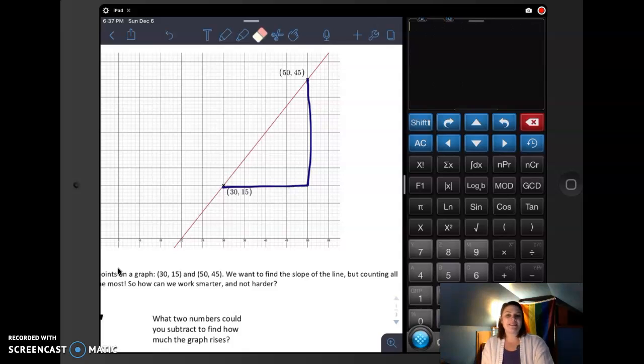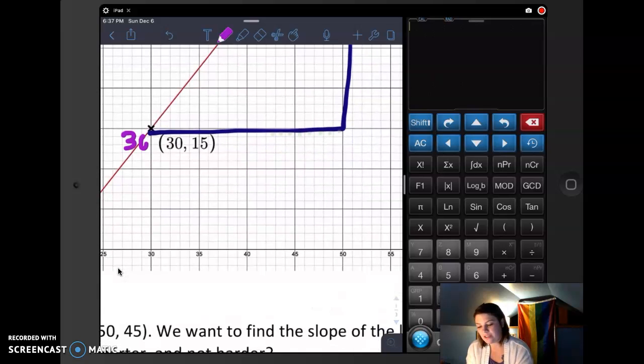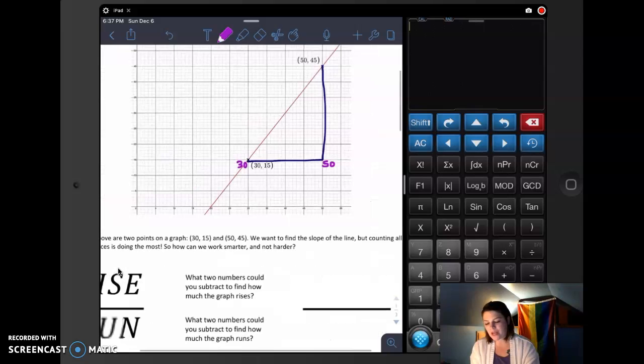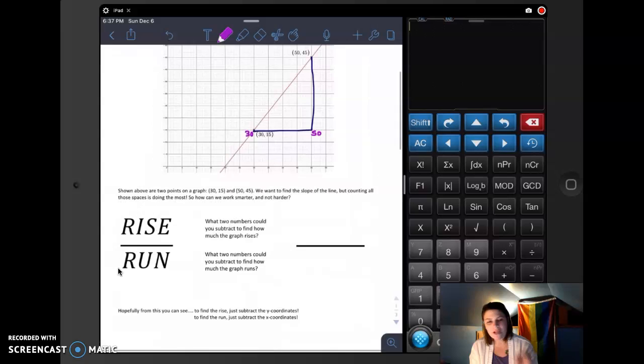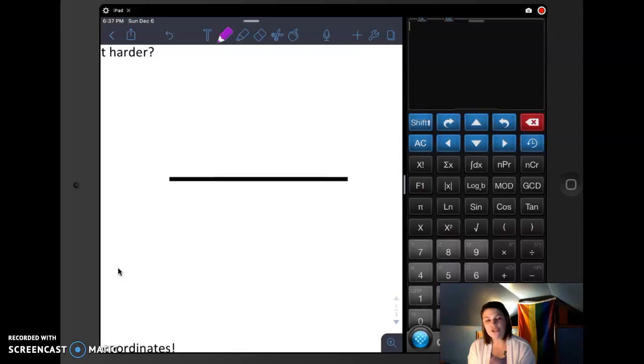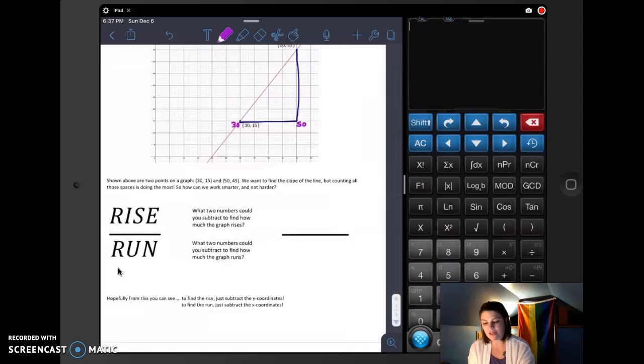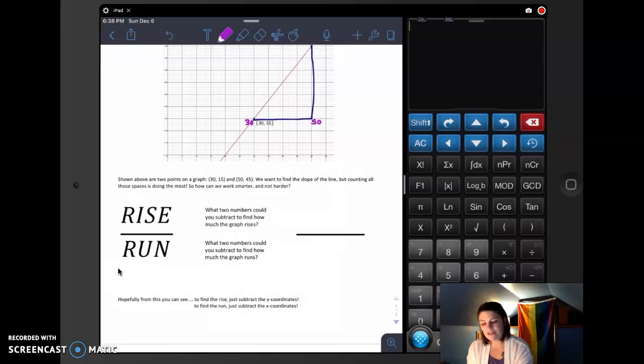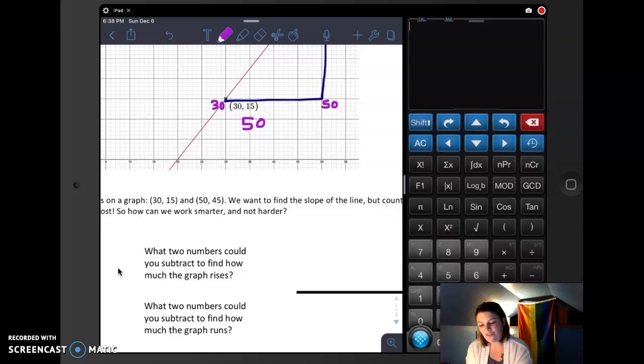So what we can do instead is we can think to ourselves, well, if we're going between 30 and 50 down here in the run, in the x, so we're starting at 30 and we're going to 50, what we did was we went a total of 20. And what your brain did there is it subtracted. So the run part and the rise part, it's the same. But we would say we have two x values, right? We have our 30 and our 50. And so what we could do instead of counting is 50 minus 30.